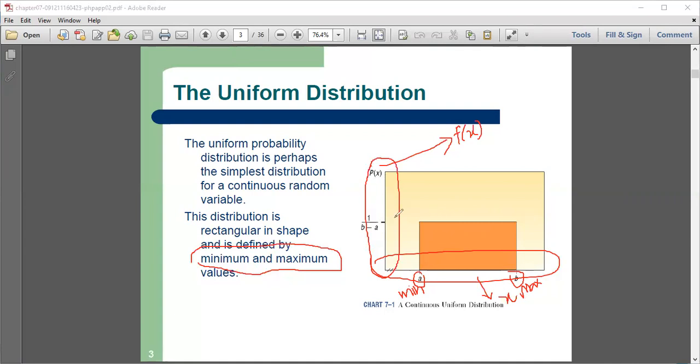So why do we have that flat line here? f of x is constant in the uniform probability distribution because it is distributed uniformly over the possible values of x. So if I write the expression, it will be: a is less than or equal to x is less than or equal to b. The area under the curve will always be equal to 1. So this area will always be equal to 1. So this is the continuous uniform distribution, a graphical view. Moving on to the next slide.